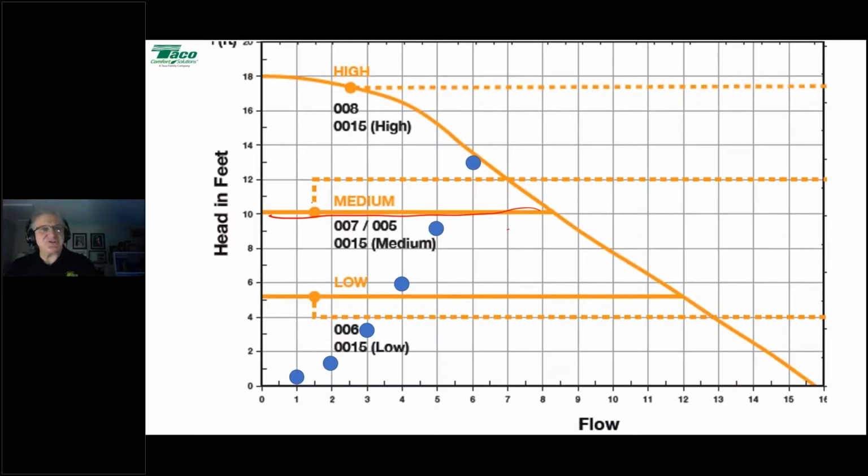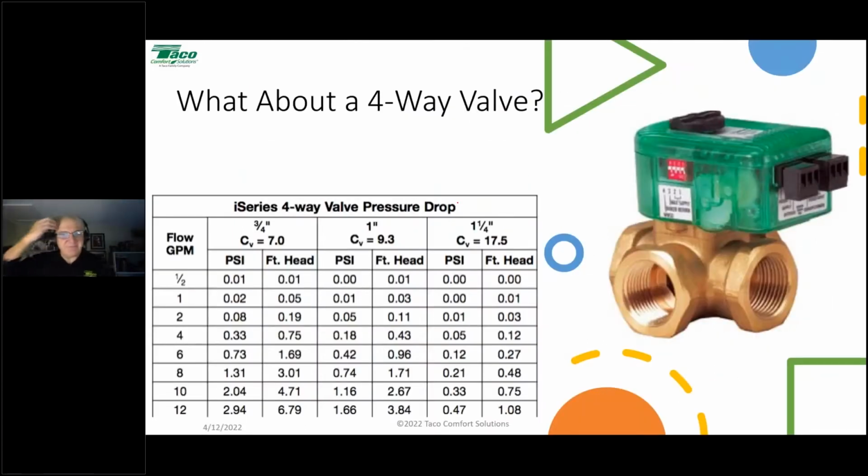So is there another solution? Well, we looked at the 3-way valve. Again, we want to get that head down to about there, down to around 10 feet of head. Let's look at the 4-way valve. People ask, what's the difference between a 3-way valve and a 4-way valve? It's one way, okay? A 3-way valve has 3 holes, a 4-way valve has 4 holes. Other than that, they do the same thing.